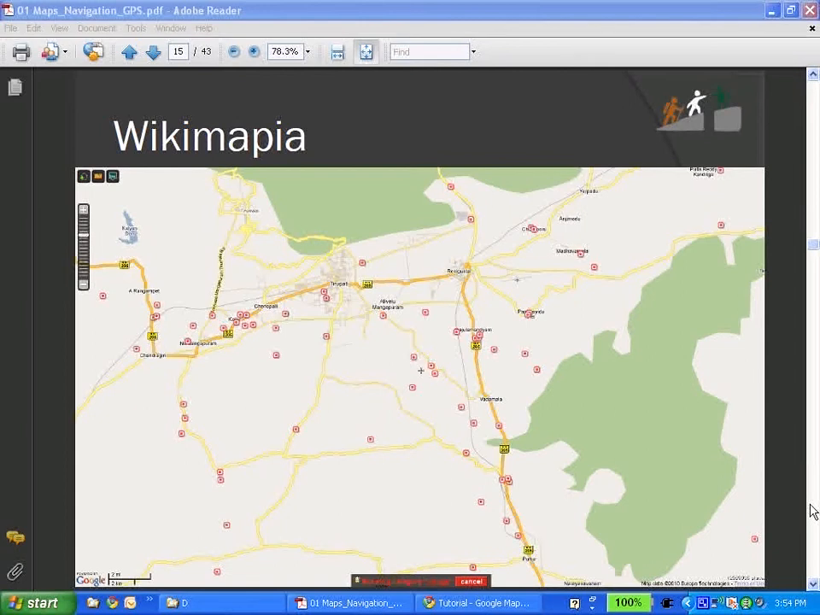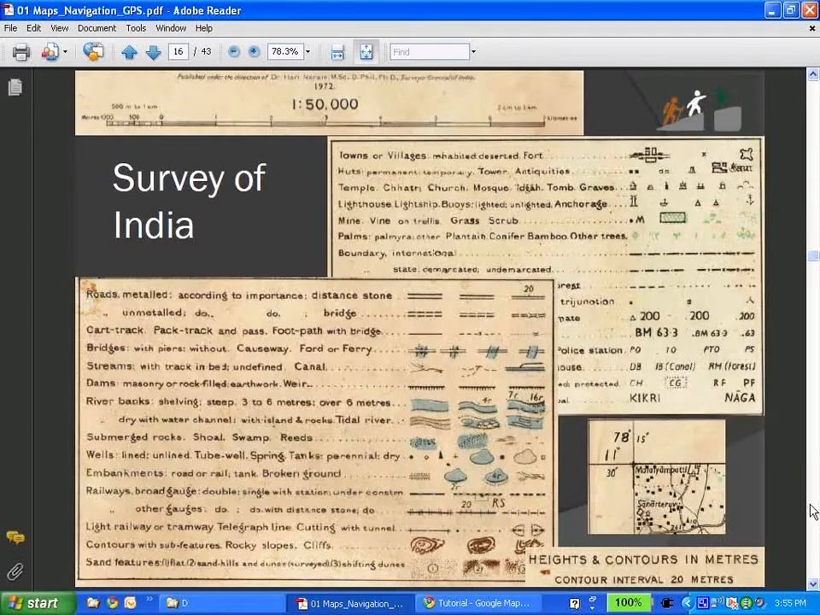So this is Wikimapia, which is more detailed than Google Maps, but keep in mind that this is done by individuals. Not all of this is 100% correct, obviously. So then we go to Survey of India.